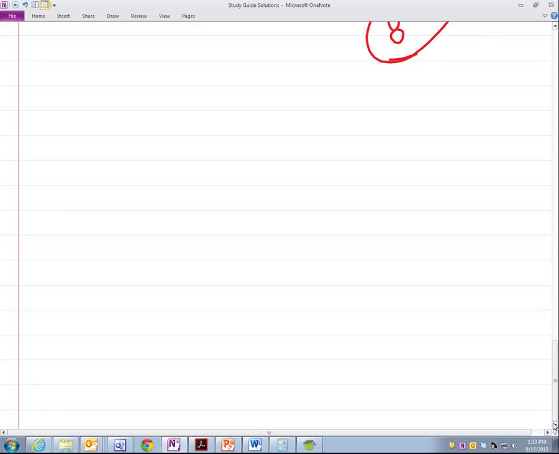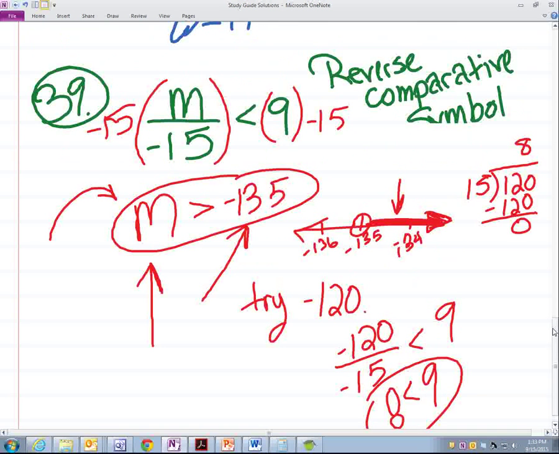The next one, number 40. Once again, we had the reverse comparative symbol. Why is it doing that? Quiet, please. And it comes out to be k is greater than or equal to 18. Or if you have the variable first, it's 18 is less than or equal to k.